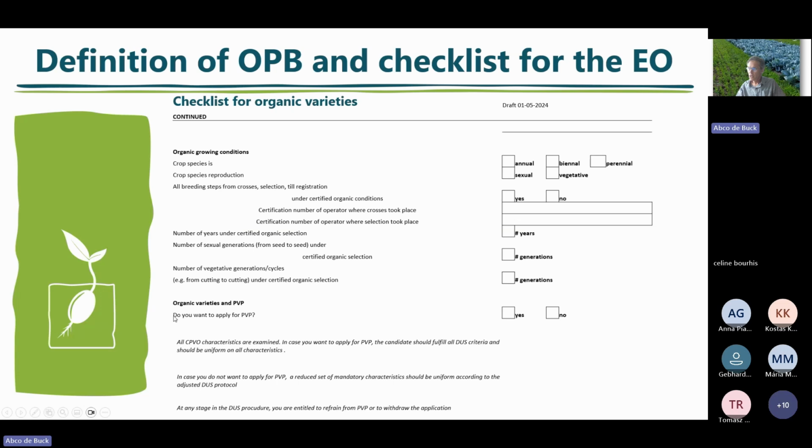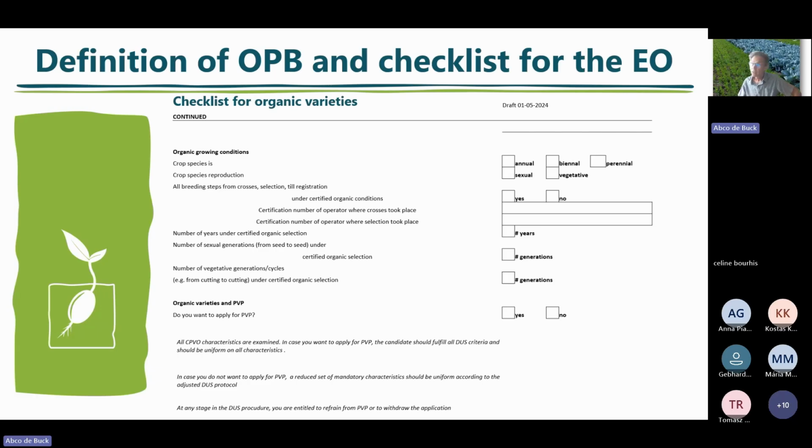Ultimately, you can ask for plant variety protection as a breeder. When you say yes, then your candidate variety, okay, it originated from an organic plant breeding program, but you want to apply for PVP, which means that it just goes into the standard DUS procedure, and all characteristics are assessed in any case, also for organic varieties, because it is compliant with the CPVO standards.